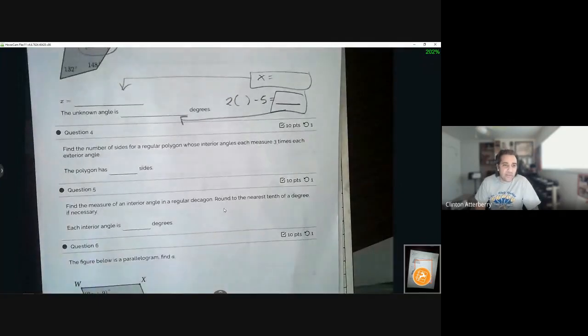Find the number of sides for a regular polygon whose interior angles each measure 3 times each exterior angle.